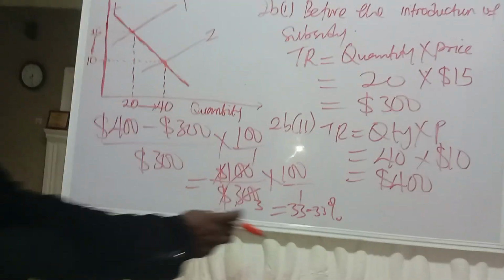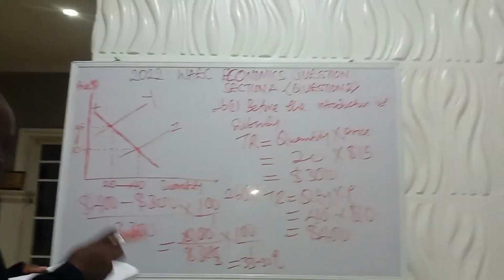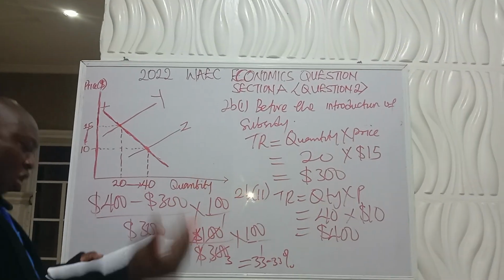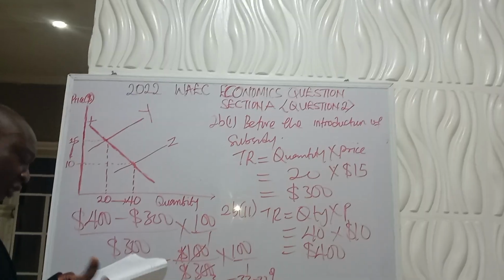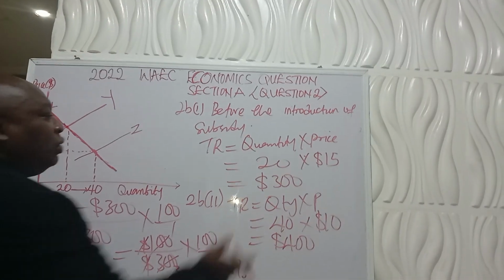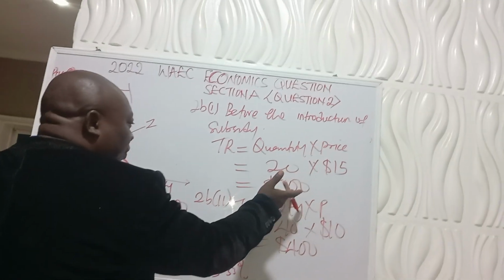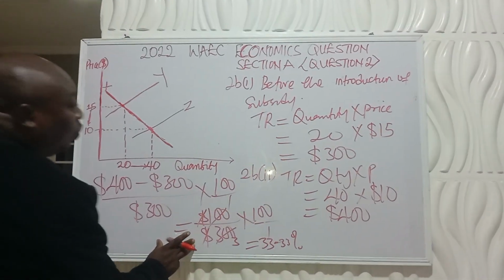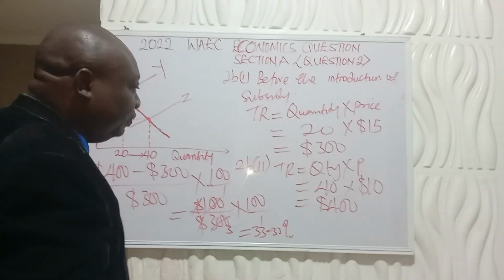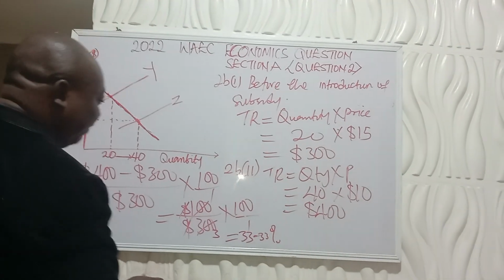Okay, 33.33%. That is for question C. Don't forget the question 6 says calculate the percentage increase or decrease in the total revenue. So this is the first revenue, this is the second revenue. When you look at this and this, was there an increase in revenue? Yes. It increased from this to this. So which means we are calculating what? Total percentage increase in revenue.